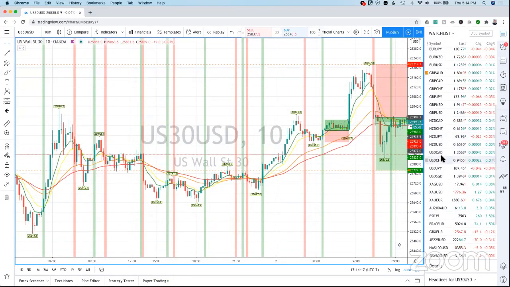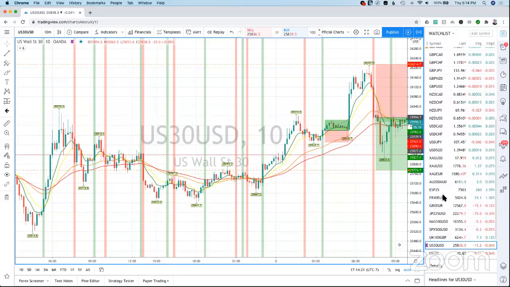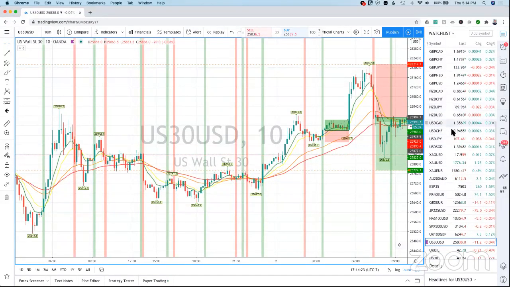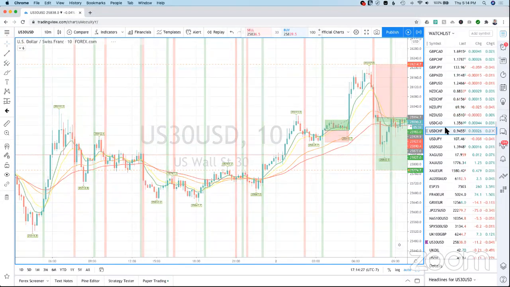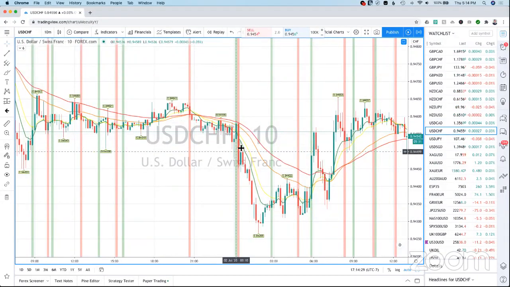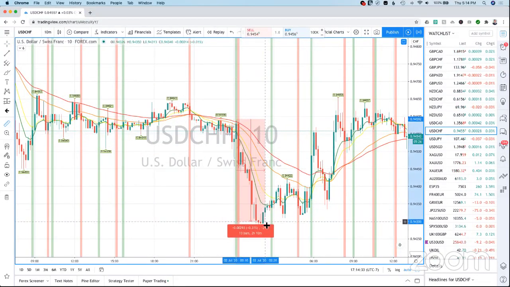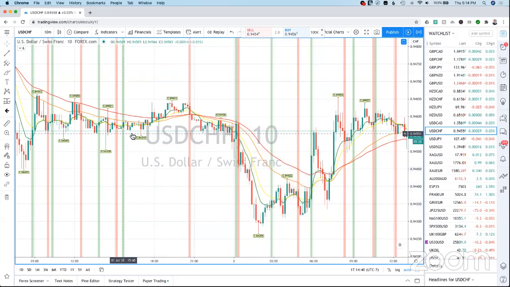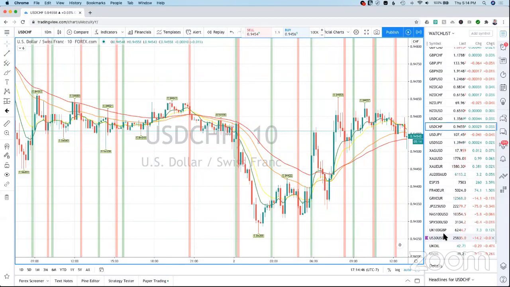If you look at a Forex pair, that is generally only fast during its own session. I'm going to try to find one, so USD CHF. You can see right here from London, USD CHF only moves really fast during London session because obviously it's a European pair. And during Asia, it moves really slow. So, comparing Forex to indices, indices move throughout the day.